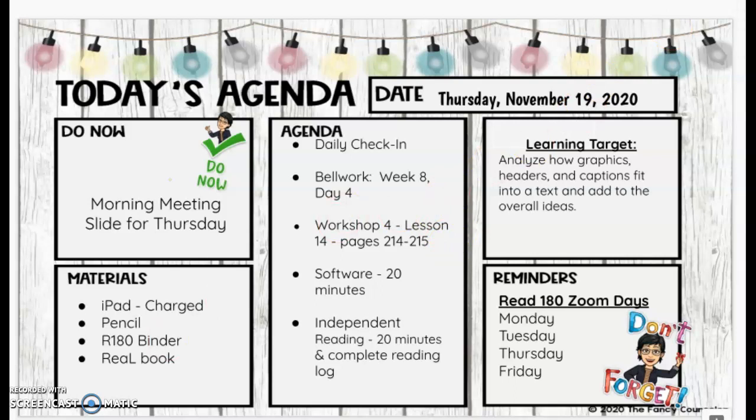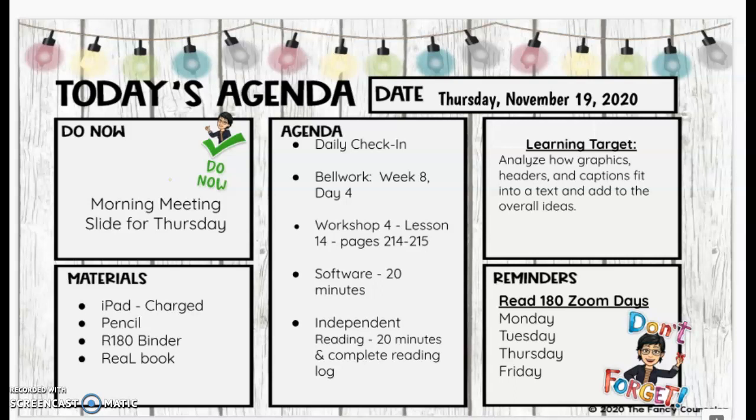Then the second part of the hour, after you finish this assignment for lesson 14, you will complete 20 minutes of software and then move right into independent reading. Remember, you must do software for 20 minutes. That is required. At the end of the week, I will tally up your minutes, and that is how you're going to get graded. If you do all the minutes required, you'll get the full 10 points. It's a really easy way to get an A in this area.